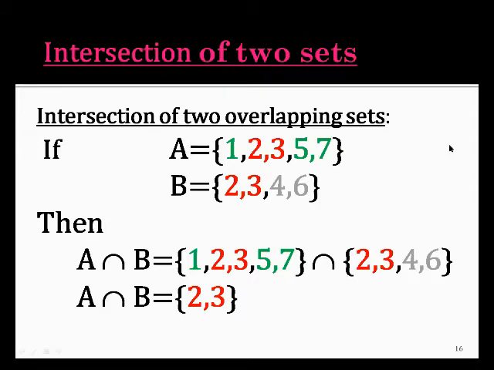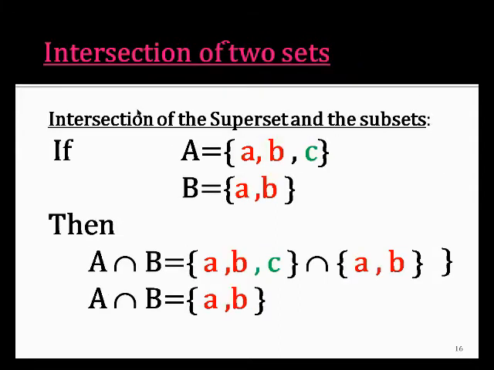Okay. Now students, we move towards another case, which is the intersection of a superset and a subset. If we have a set A equals A, B, C, and a set B equals A and B. Which is the superset? A is the superset because it has more elements as compared to set B. So A, B, and C is called the superset, and B is called the subset because it carries some elements from set A, just like A and B.